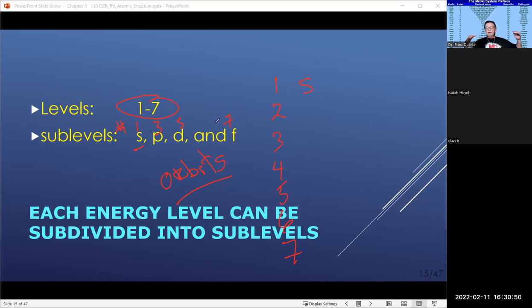Now for the first energy level, which really encompasses, if you have your periodic table next to you, hydrogen and helium. That's it. Those are the two elements that utilize the 1s electrons.